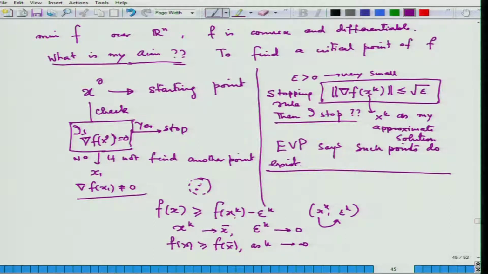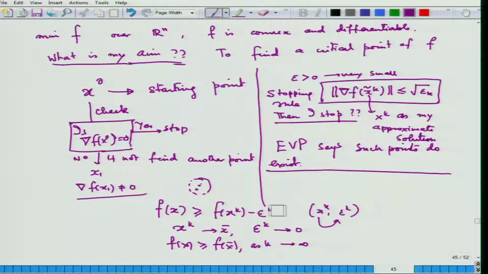But now this point x k is an epsilon k solution. So for k sufficiently large, x k would be very near x bar, and then for that particular epsilon k I will get some other x tilde k for which the norm of the gradient of f at x tilde k would be less than root epsilon k, sorry, here I should write epsilon k. See, my indexes are all in the superscript when I am writing a vector, and in the subscript when I am writing a scalar.